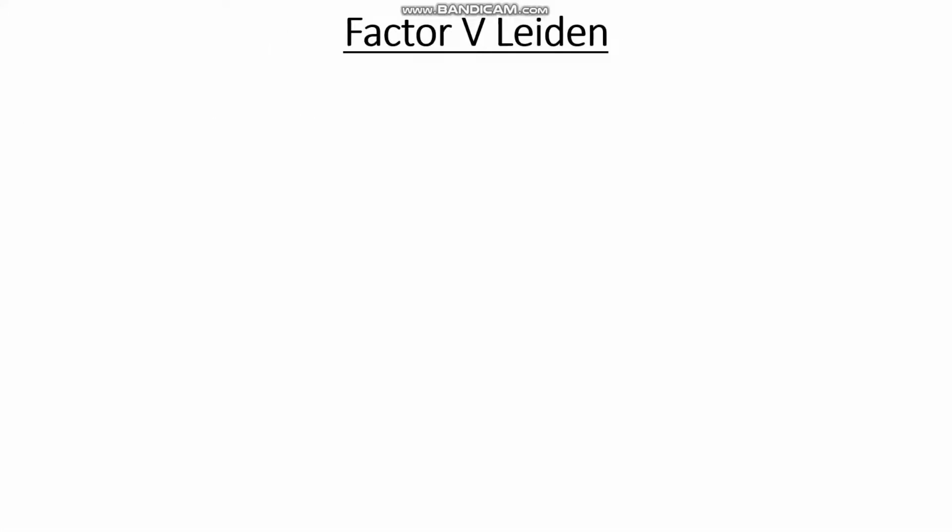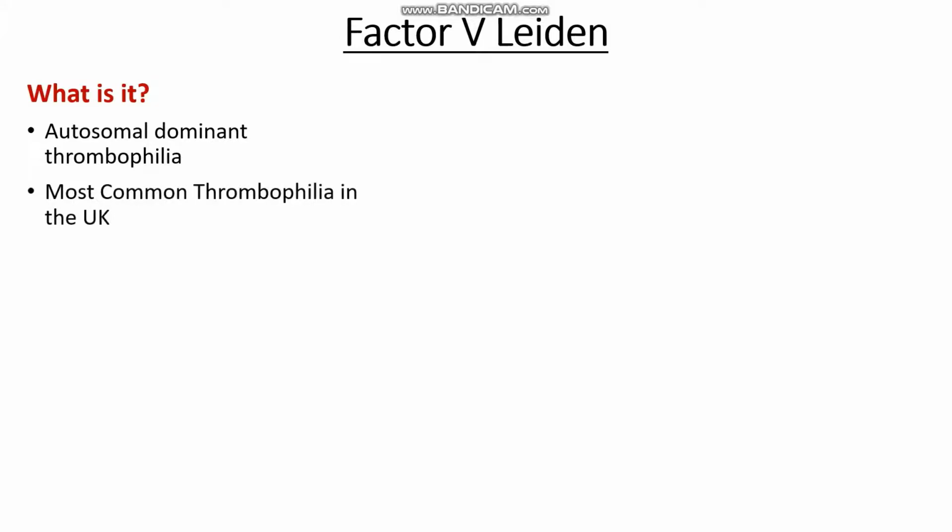Great, now let's have a look at factor V Leiden, one of these thrombophilias that we were talking about. What is factor V Leiden? Well, it's an autosomal dominant thrombophilia, so it's a genetically inherited thrombophilia, and it is in fact the most common thrombophilia in the United Kingdom, with about 5% of the population having it. So what's the pathophysiology and what actually goes wrong to give us an increased risk of clotting?